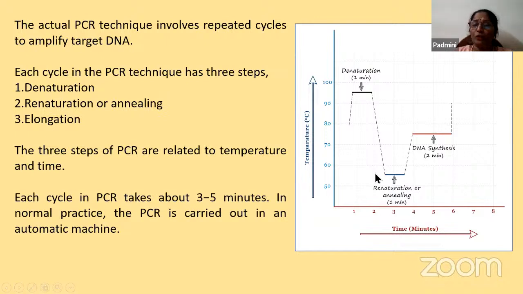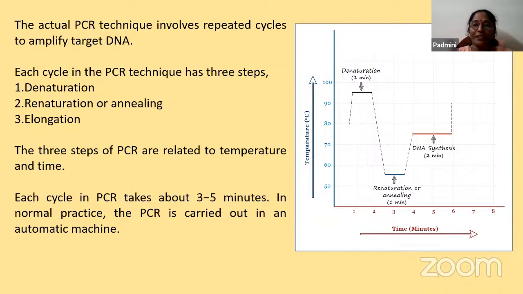That depends on the time you want to give. Here in this picture, they have given 1 minute. It can be 2 minutes, it can be 3 minutes, depending on your laboratory practice. Then you again increase the temperature to around 75 degrees. When you increase the temperature, DNA synthesis, or elongation of the DNA strand, is going to occur.